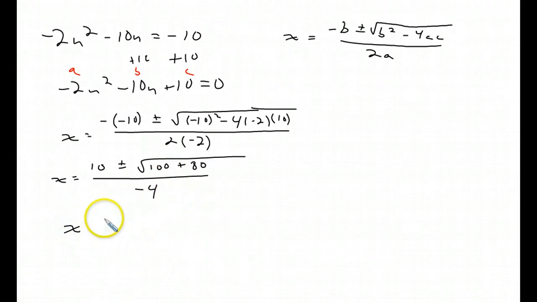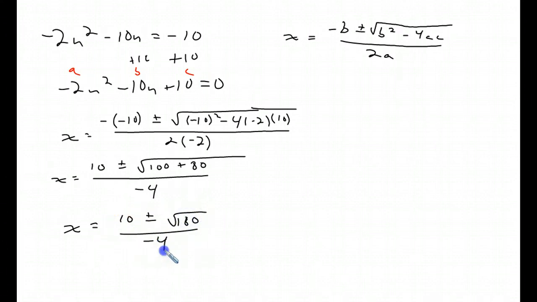I can combine these two. So we have 10 plus or minus the square root of 180 divided by negative 4. I don't know the square root of 180. 13 squared is 169, so it's somewhere between 13 and 14, but I don't know the exact number, so I'm just going to leave it just like that. That's your answer.